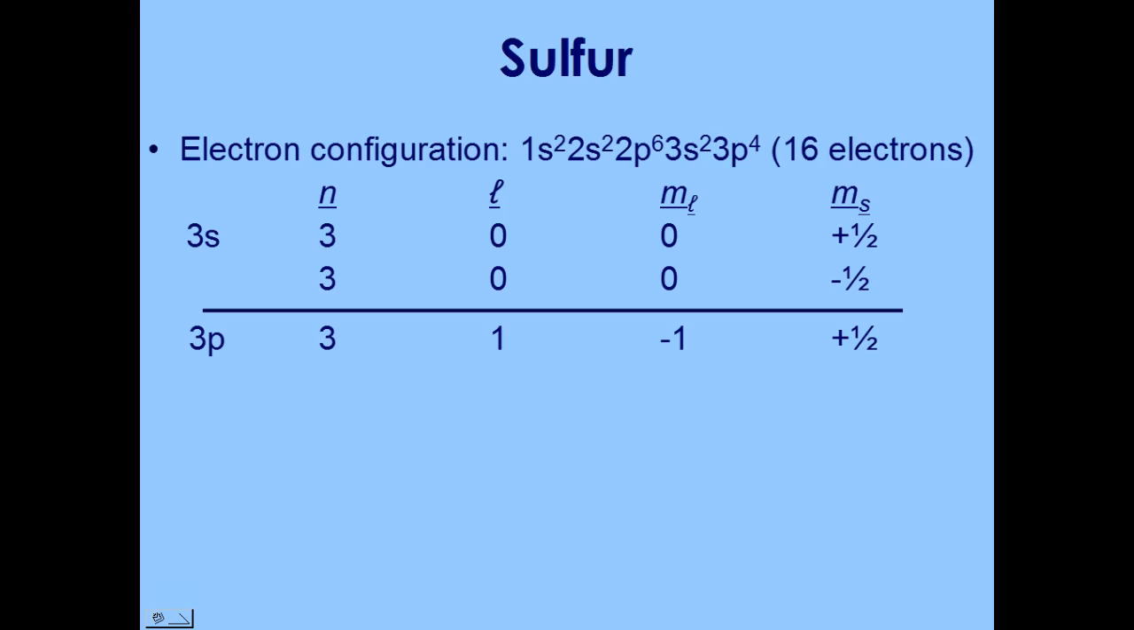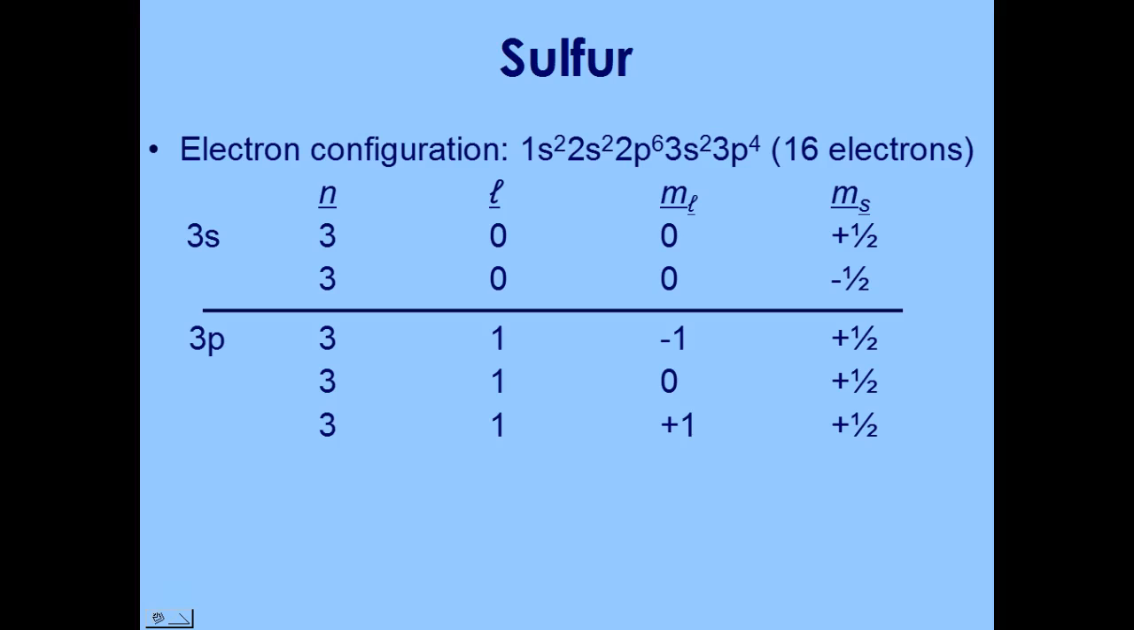Your ml ranges from negative l to plus l, and we always fill up our electrons 1 in each orbital before we add in a second. So I start with negative 1 and go from the left side to the right, and I put 1 in each of the orbitals first. I'm going to do that first 3p electron, then my second one, and then my third one. Notice that the n is the same because they're all 3. The l is the same because they're all 3p. The ml is different because I'm placing 1 electron in each of the orbitals, so each orbital has its own ml value.